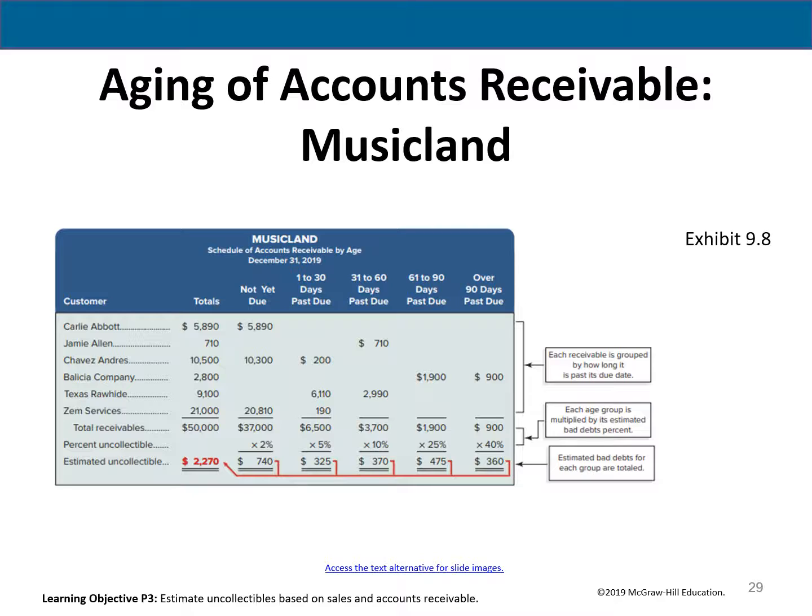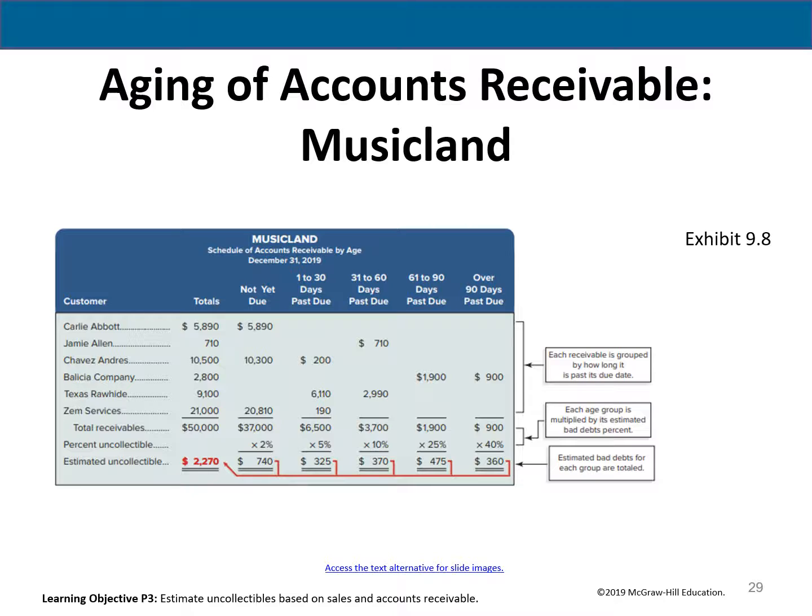Of the $6,500 in the next age group, 5% of that, or $325. Of the $3,700, 10%, or $370. Of the $1,900, 25%, or $475, and then of the last group, 40%, or $360. So now we're basing our estimate not on an overall total of everything that's owed to us, but by the time range it is actually owed to us. So we're getting a more accurate estimate.